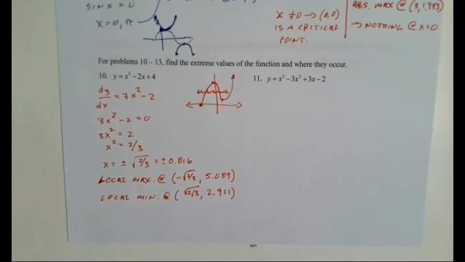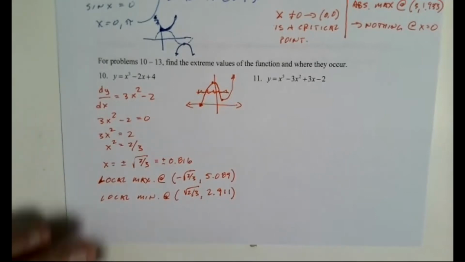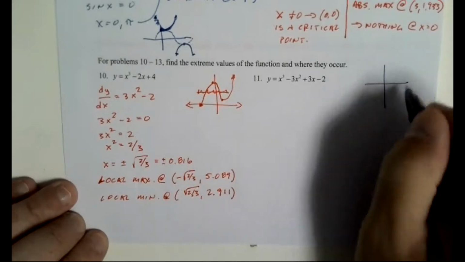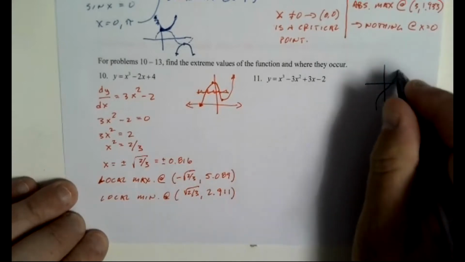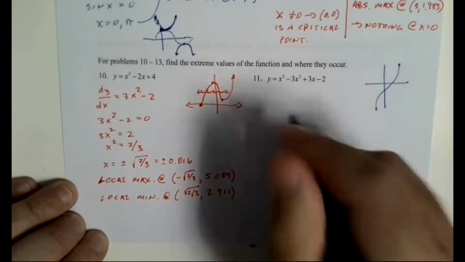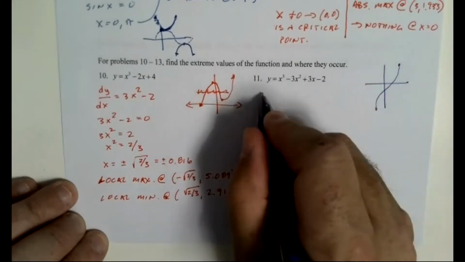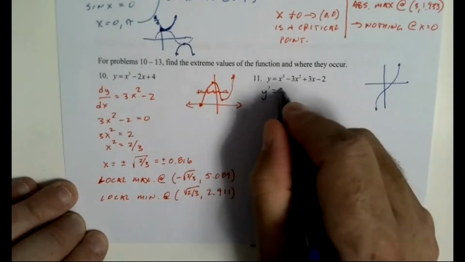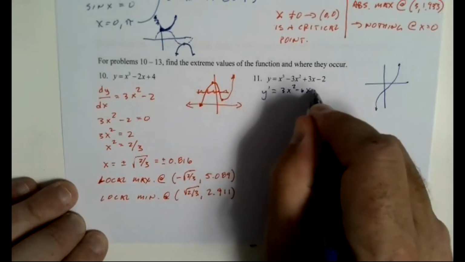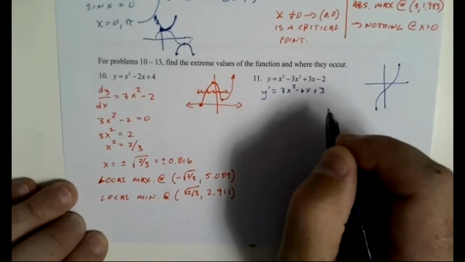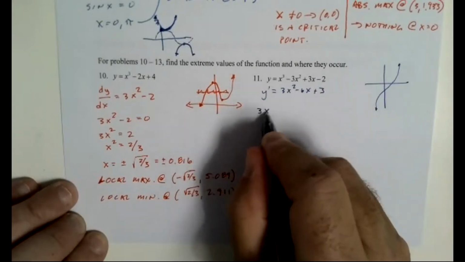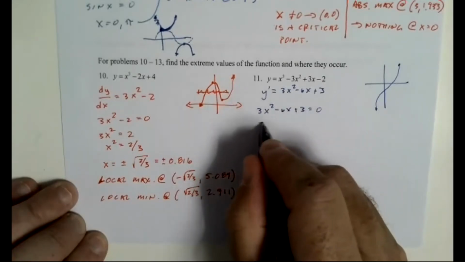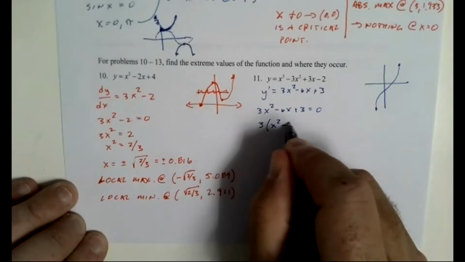Yeah, do what you gotta do. All right. What's going on over here? I graph it. I think it looks something like this. So just to mess up with the nomenclature, I'll go with y prime, 3x squared minus 6x plus 3. Set it equal to 0. Take out a 3 to make my life easier.